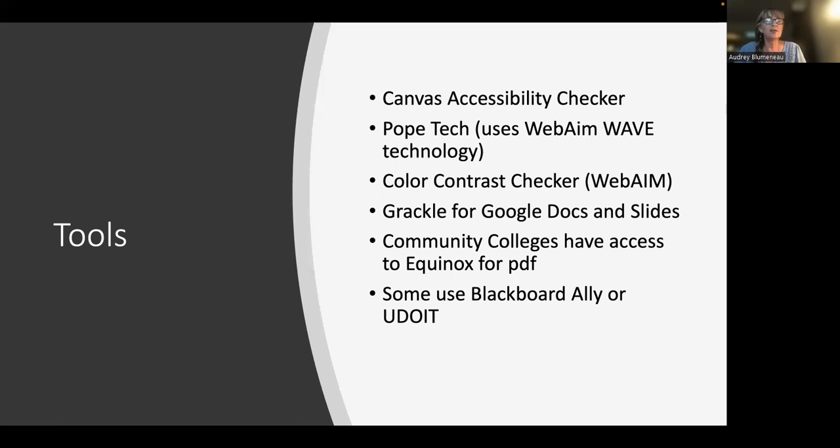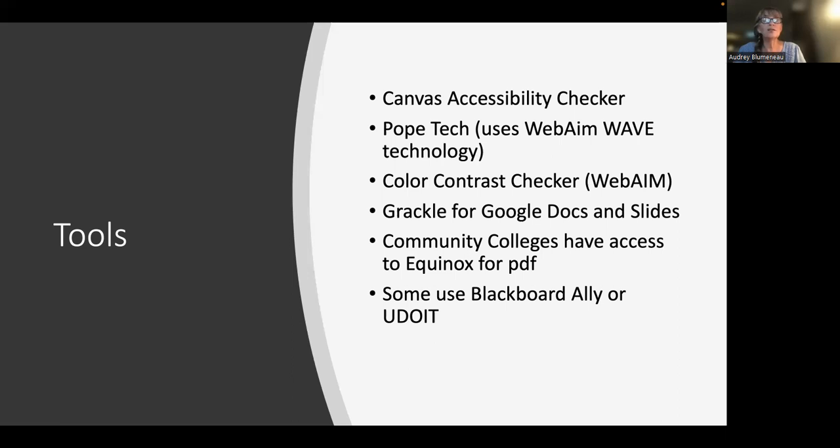Some community colleges have access to Equidox, for PDF checking. I've only just recently started using it myself. It's supposed to be better than the accessibility tools within Adobe Acrobat. So I usually use both at this point, getting used to using Equidox myself.